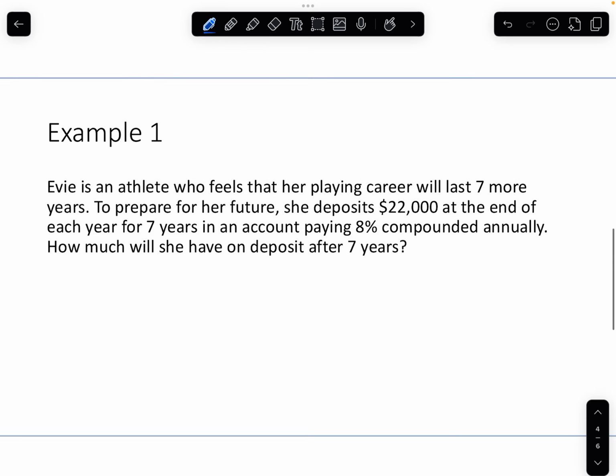So an example. Evie is an athlete who feels that her playing career will last 7 more years. To prepare for the future, she deposits $22,000 at the end of each year for 7 years in an account paying 8% interest compounded annually. We want to know how much she has on deposit after 7 years.